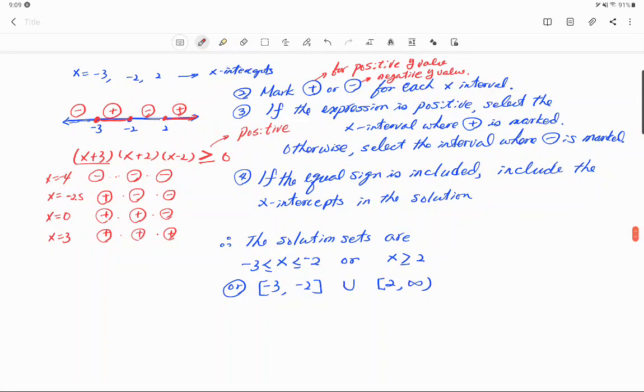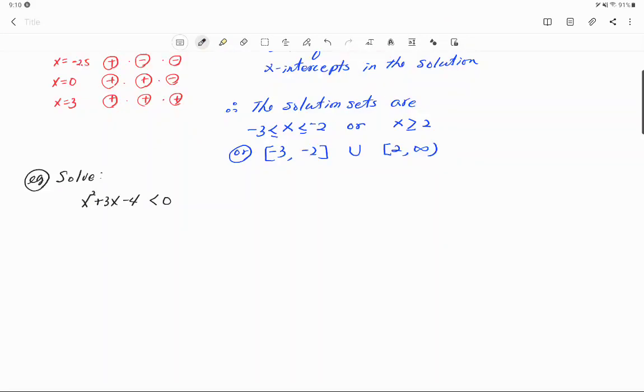Okay, so we can write the answer in inequality notation like this, or interval notation like this. Okay, let me try another example similar to this one. I want to solve this inequality.